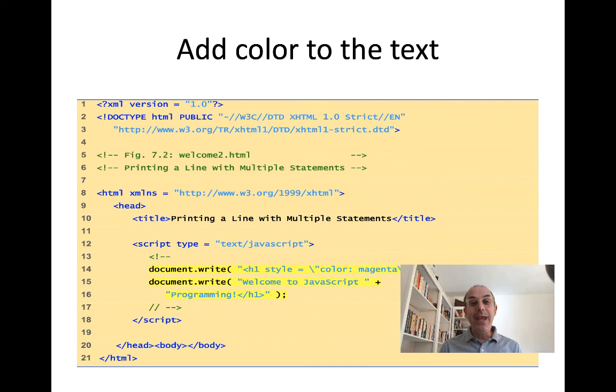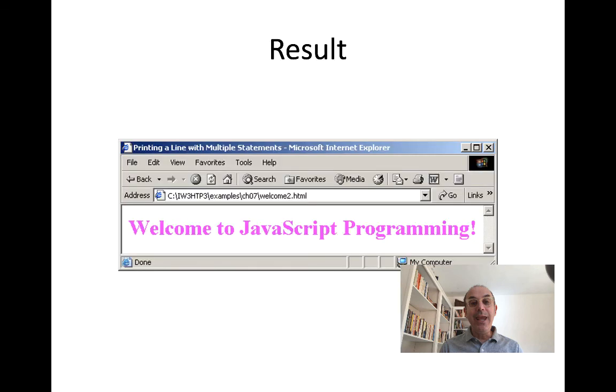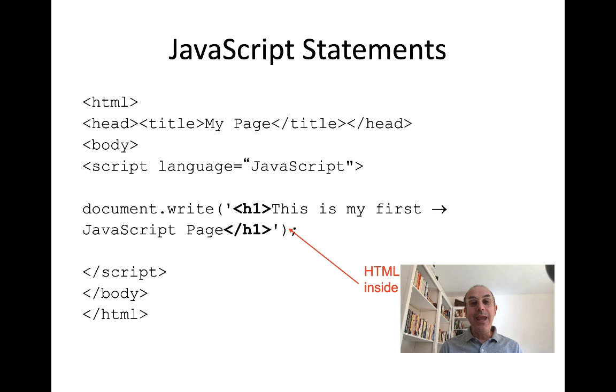If you want to add some color to the text, again, the idea is you embed the HTML, in this case H1, style, and you embed that into the script itself. So in the second document.write line, it is welcome to JavaScript programming, and it's embedded in H1, closing the H1 in order for it to operate. So this is the result of it, and this is how it can be done.